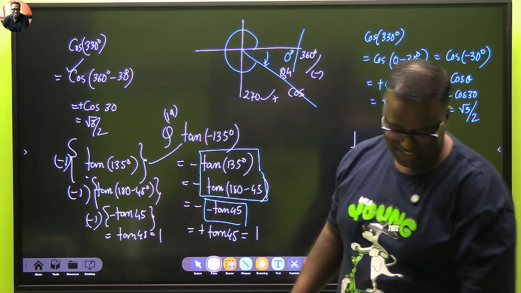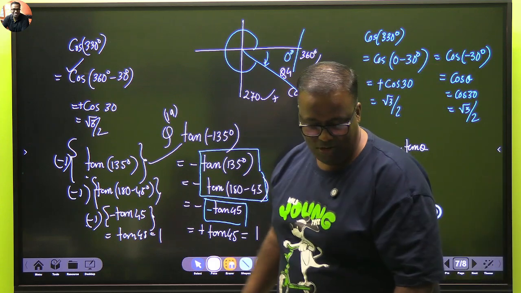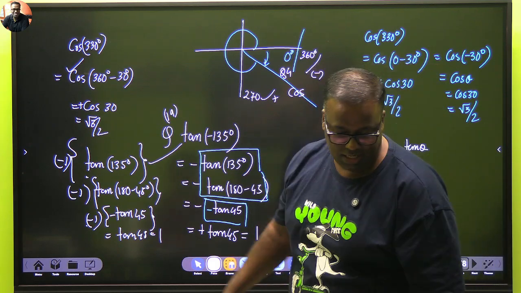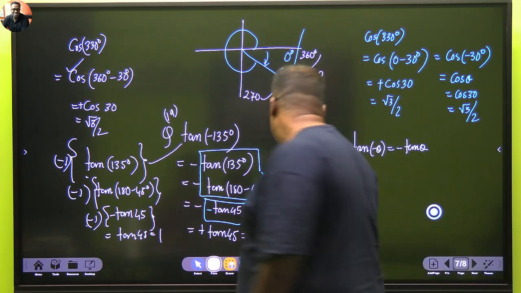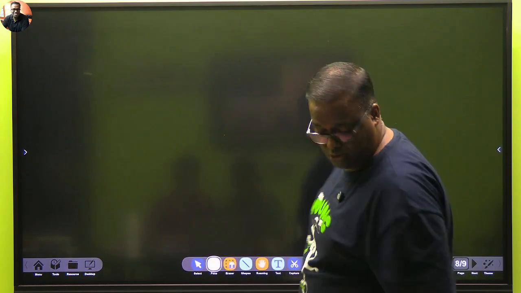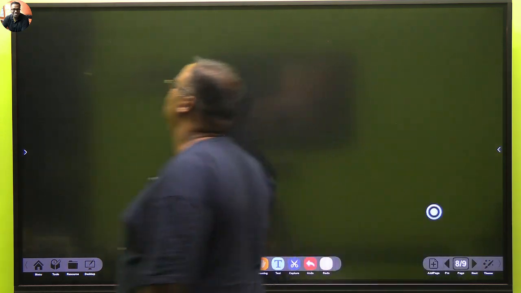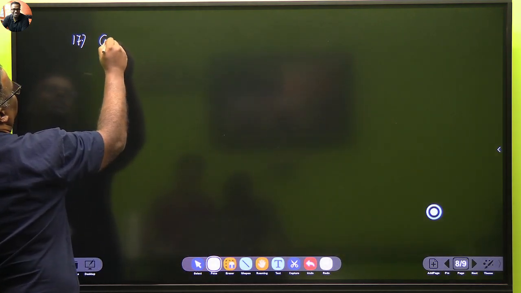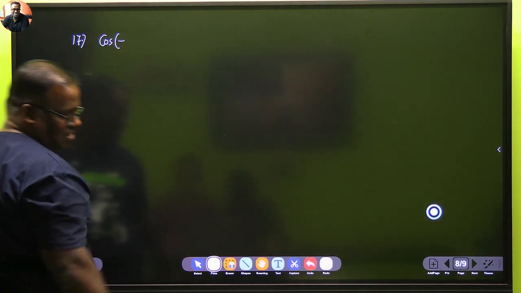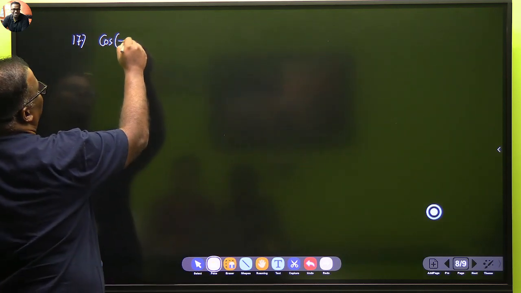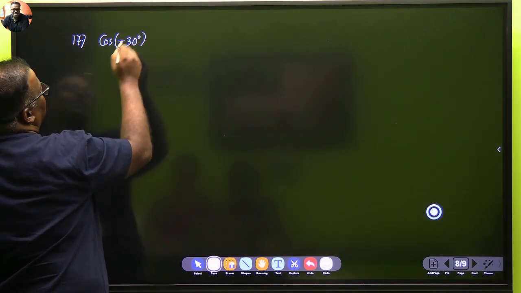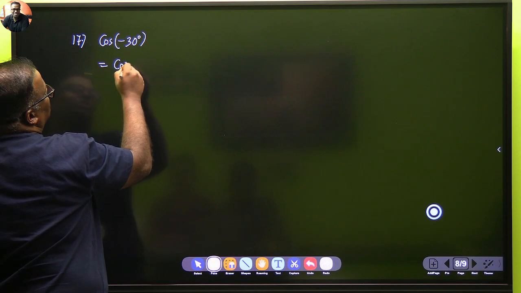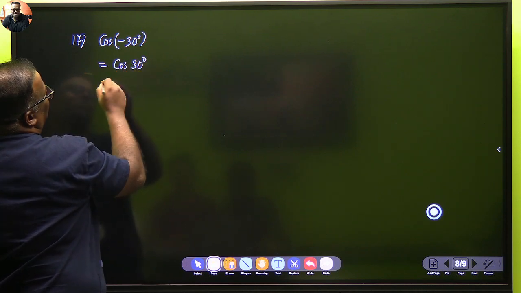No, sir. So, anyone more? Sine of minus 60 एक कर ले, एक cos का कर लेते हैं. We'll do problem number 17. Problem 17 कर लिया क्या? Cos of minus 30. Now be very careful. Cos बहुत शैतान है. Cos of minus 30 is equal to cos 30. I think by now you know how to solve it.